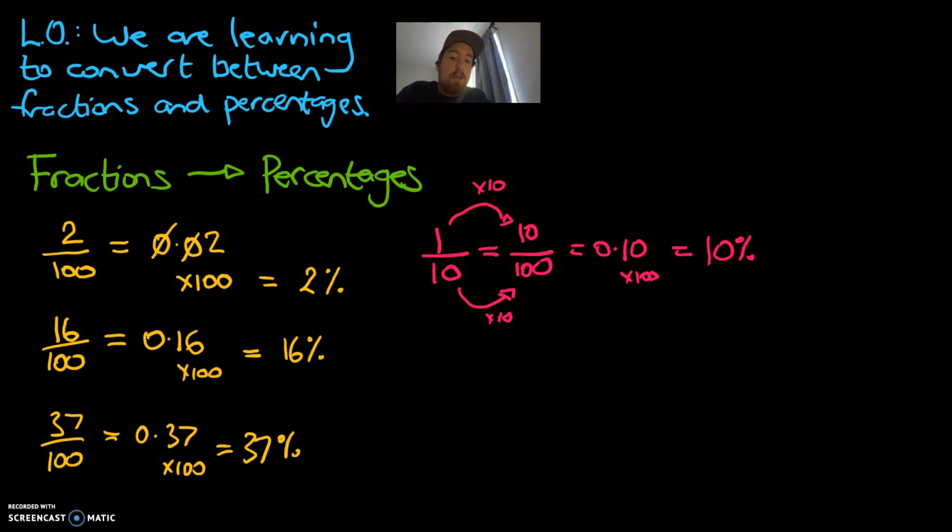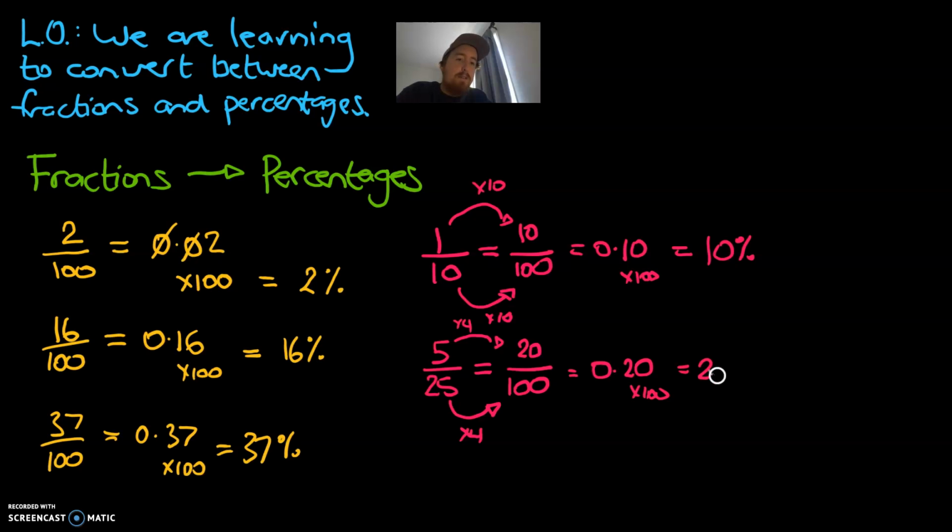So let's try another example. Let's try 5/25. So we're setting it up, we've got to get it to hundredths. So how do we get that 25 to hundredths? For me, that looks like we're going to be timesing it by 4. If we times that by 4, we've got to times the top by 4. So 5 times 4, well, that's 20. That means it's going to be 0.20. And we're going to times that by 100. And that means we can ignore the dot and the 0. And that will give us 20%. So that's a bit of a trick as well, converting to hundredths.